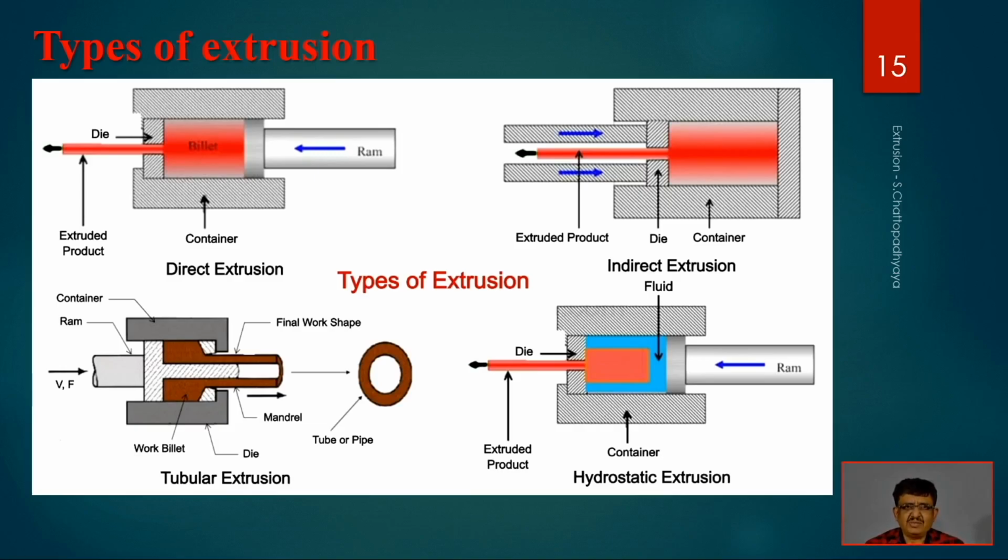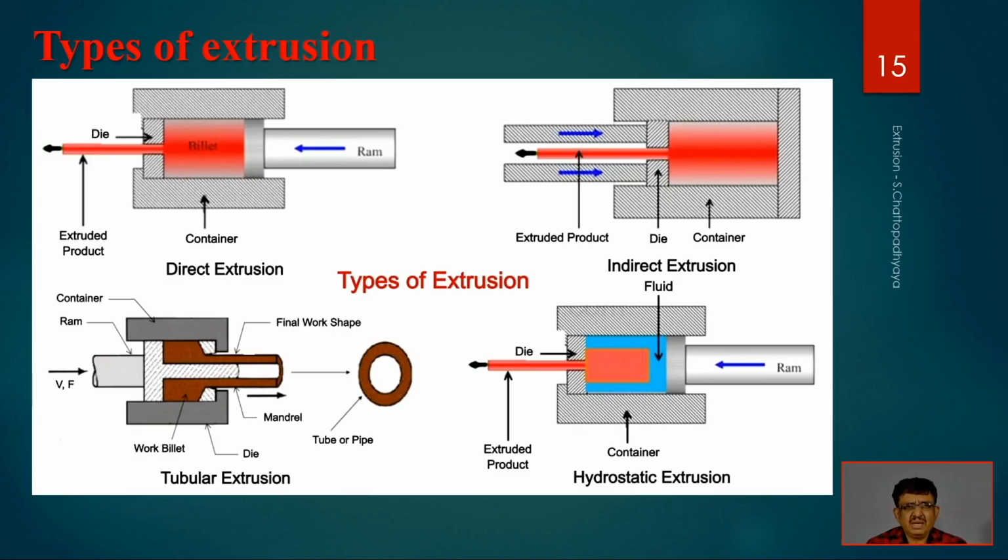And we can see once more that extrusions are divided into 4 types. One is direct extrusion, where the extruded product comes out in the direction of the ram exerting the pressure. So this is called direct extrusion. And indirect extrusion is the opposite: the extruded product comes out in the opposite direction to the force given by the ram, as in the second figure, where the plunger or the ram is forcing all the material to come out.